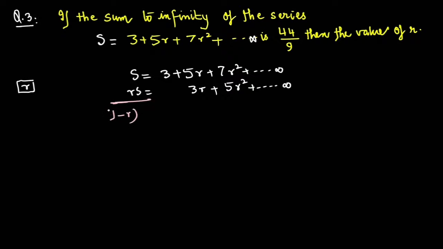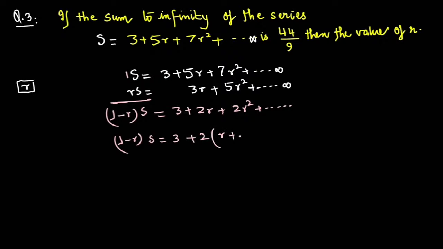1 minus r into s, because this is 1, and what does this become? 3 plus 2r plus 2r square, it keeps on going. 1 minus r into s equals 3, taking 2 common, it becomes r plus r square and so on to infinity. This is the sum of an infinite GP formula. I have to use it.